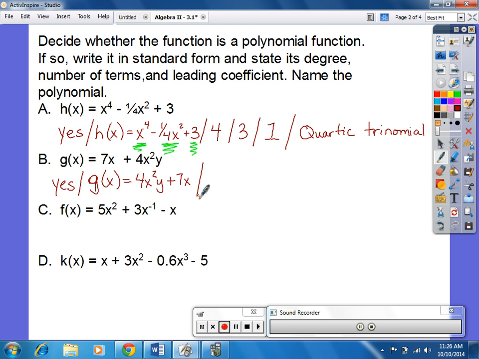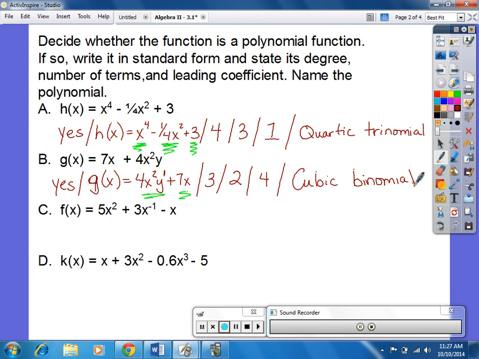So since there's 2 variables, what is the degree? Well, if there is more than one variable, to find the degree, we add the degree of each separate variable. So the x has an exponent of 2, the y has an exponent of 1, so this is a 3rd degree polynomial. It has 2 terms, and its leading coefficient is 4. Degree 3, 2 terms. If I named this, it would be a cubic binomial.